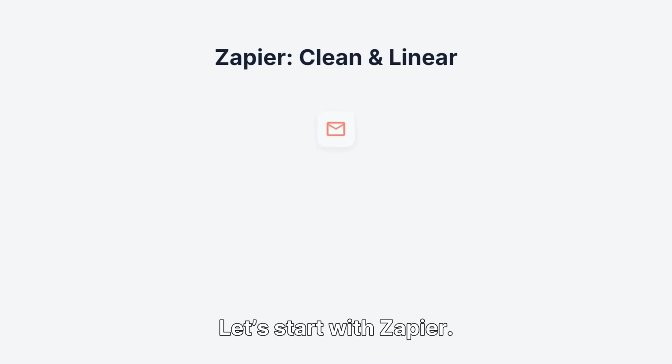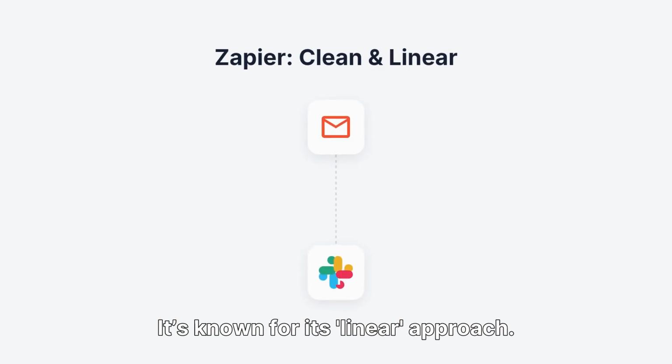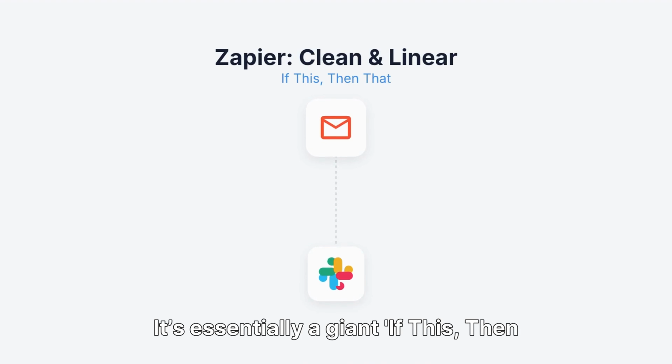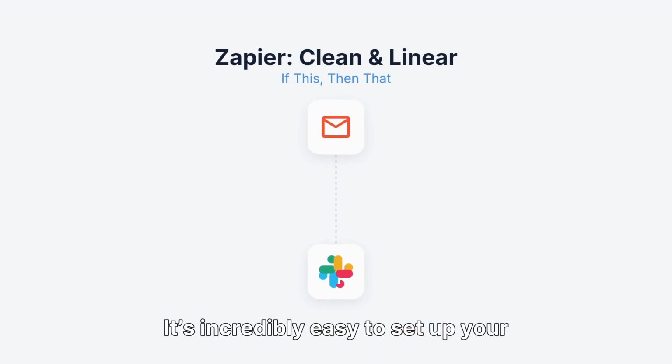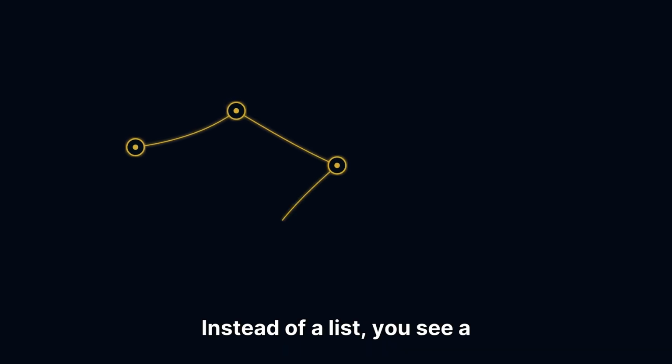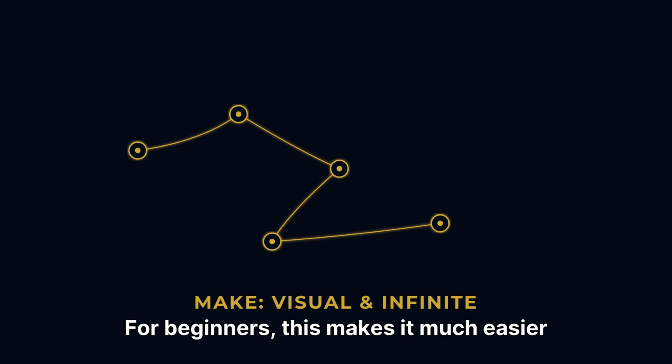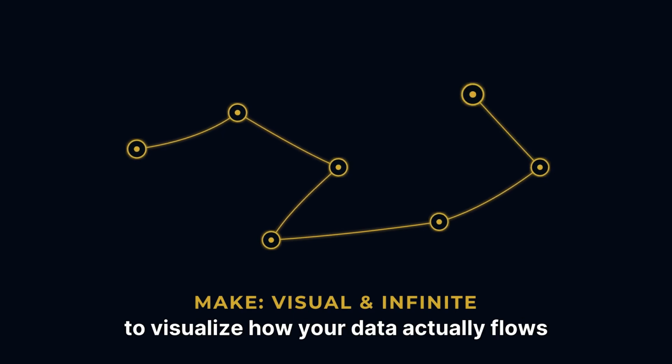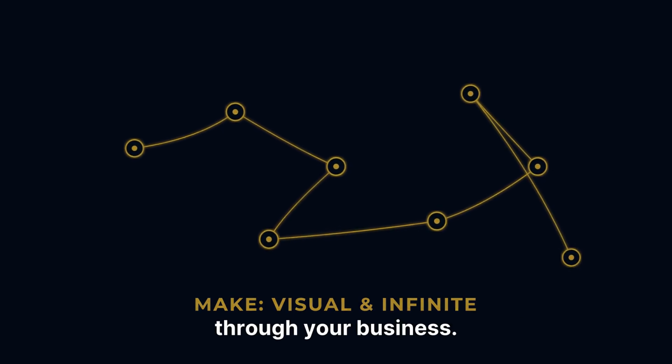Let's start with Zapier. It's known for its linear approach. It's essentially a giant if this, then that machine. It's incredibly easy to set up your first Zap in minutes. Make, on the other hand, gives you a visual canvas. Instead of a list, you see a map. For beginners, this makes it much easier to visualize how your data actually flows through your business.